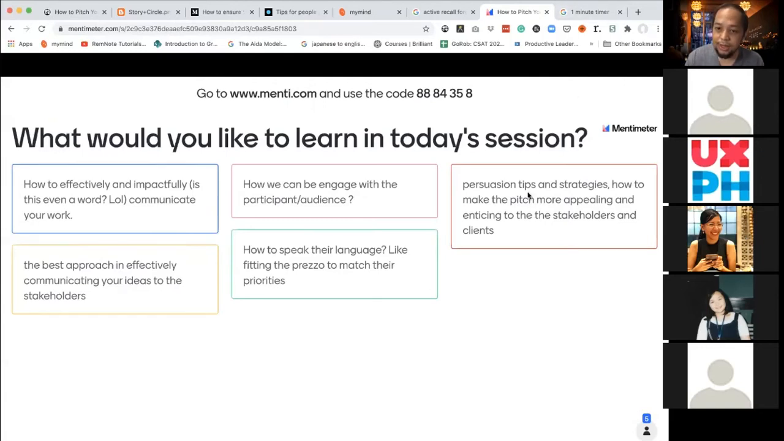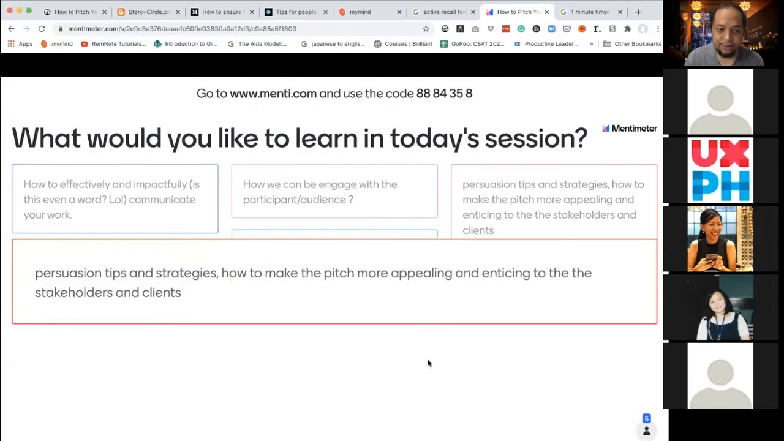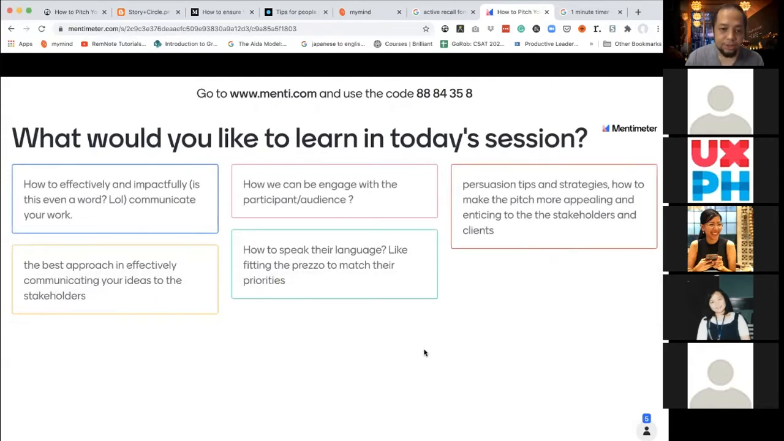This one, I have this. We have something based on actual research. How to speak their language, like fitting the presentation to match their priorities. Perfect. The best approach is communicating your ideas to the stakeholders. Okay, nice. We'll try to revisit all this today as we go along.